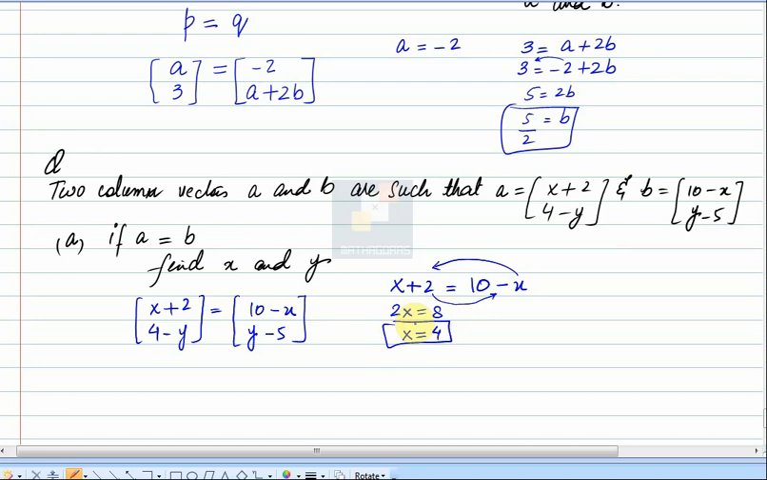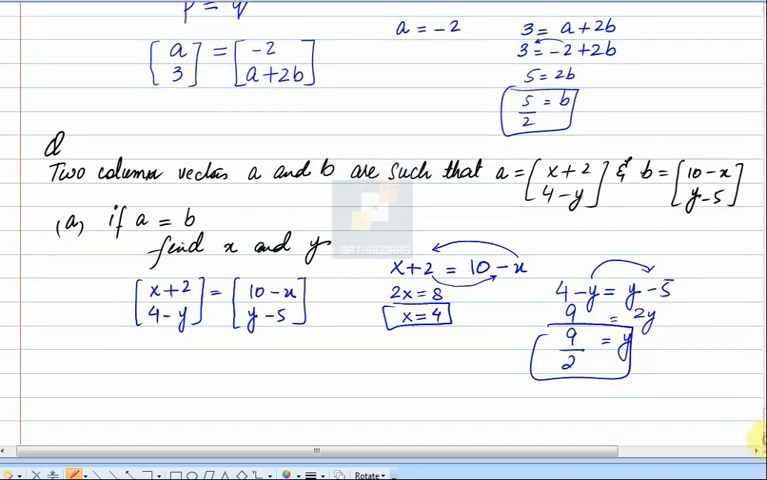Similarly, you can equate the second row. So it's 4 − y = y − 5, right? I am shifting negative y to the right side, so it will be positive y. So y + y is 2y, and negative 5 on the left side will be positive 5. So 4 + 5 is 9. So y = 9/2. Those are the values of x and y, and I hope that all of you are getting the right answer.